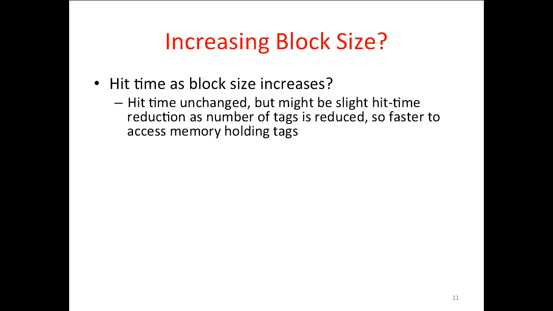And the one thing that might cause a slight reduction in hit time is, if you have larger blocks, you'll have fewer tags. And so the memory that holds your tags can be smaller, and so you might get some saving there because you're reading from a smaller array that holds the tags, because longer blocks will reduce the capacity you need to hold the tags. Okay, but that's a small change.